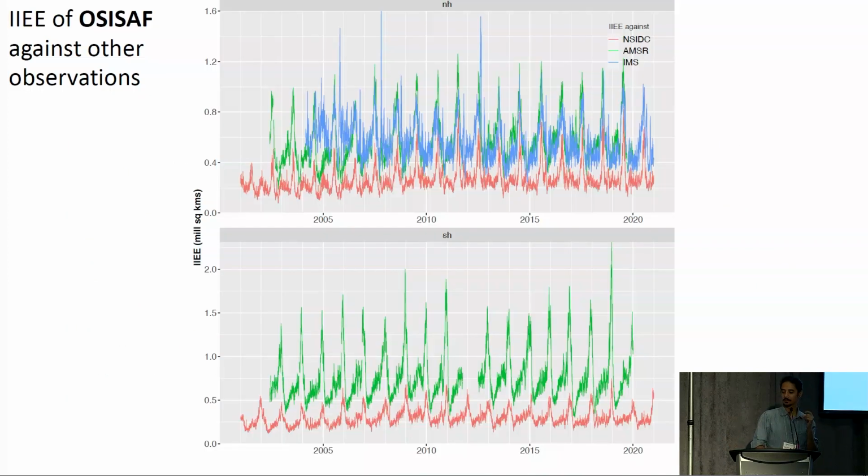So now we're comparing the observations against each other. This figure shows the integrated ICES error of OCSAF compared against the other observational data sets that we're using. First of all, we already see that the OCSAF data itself has a lot of mismatch against the other observations. We're looking at observations on the same day. You would expect that errors would be quite low, but it's actually substantial.